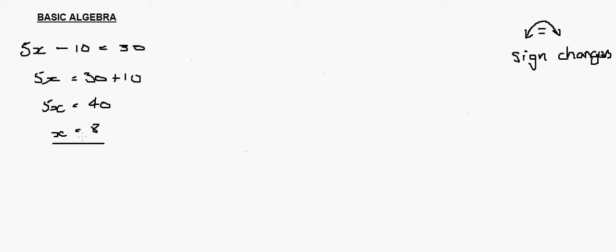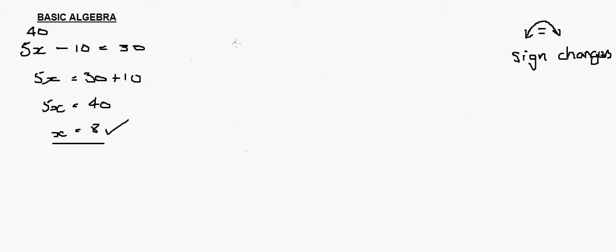Now we can check this as well. If x is 8, 5x must be 5 lots of 8. So 5x would be 40. Now if this is true, this should be the answer. And 40 minus 10 does equal 30. So I know that this is correct. Okay? So obviously they're not going to give you simple stuff like this all the time.